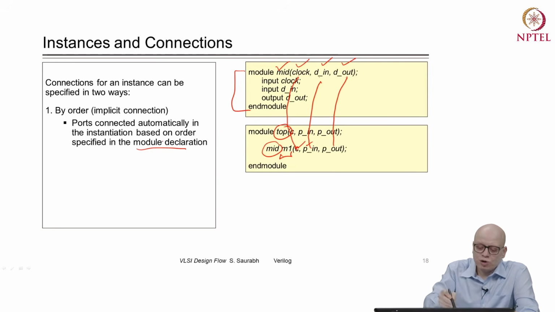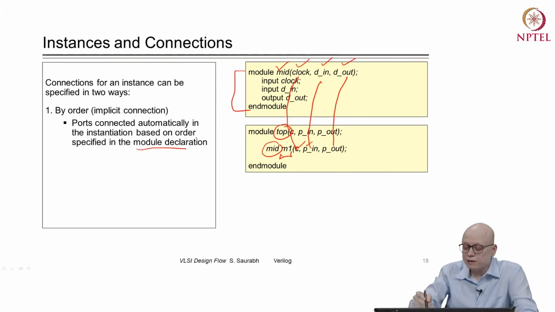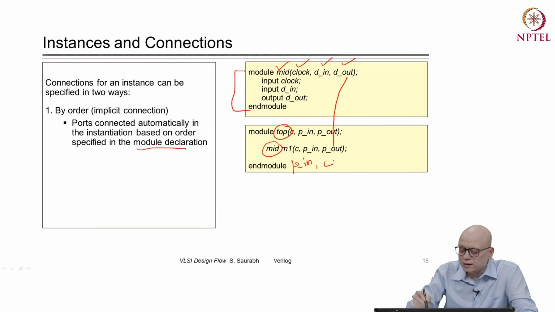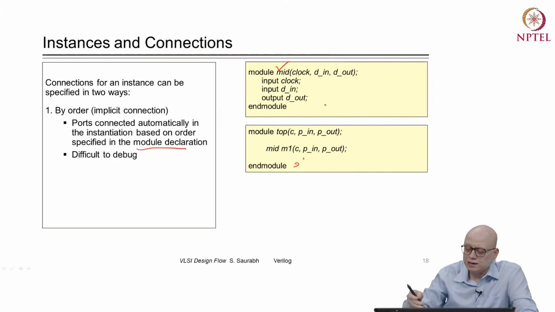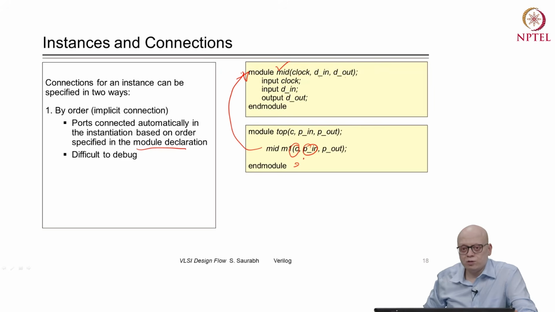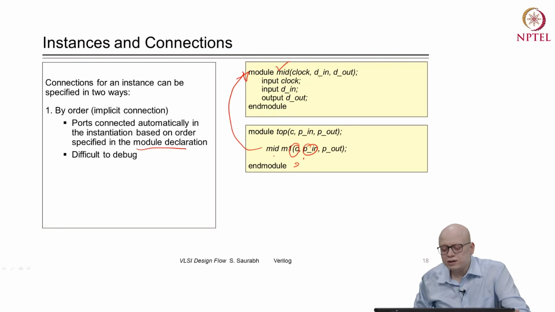So, ports are connected automatically in the instantiation based on order. For example, if I change the order here to P underscore in and then C, then P in will be connected to clock and C will be connected to D. So, depending on the order the connections will be made. So, this is difficult to debug. Why is it difficult? Because while instantiating, there is no information about which net is connected to which port or pin in the master module of the instance. So, it will be difficult to debug if there are some problems in the connections.